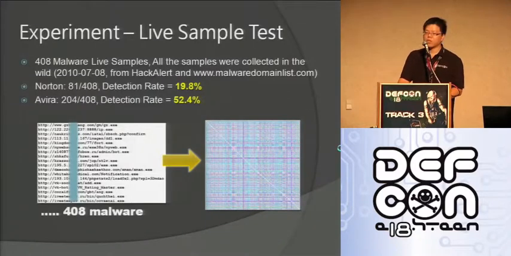In our test samples, we actually have 408 malware samples that we collected on the 8th of July this year. We have a product called Hack Alert that can scan websites for Trojans that are already on that website, and then we collect all these malware samples. We also tested these malware samples against some existing antivirus, and the hit rate is not that good. Some vendors have less than 20%, some vendors can have 50%, so these malware are really new.